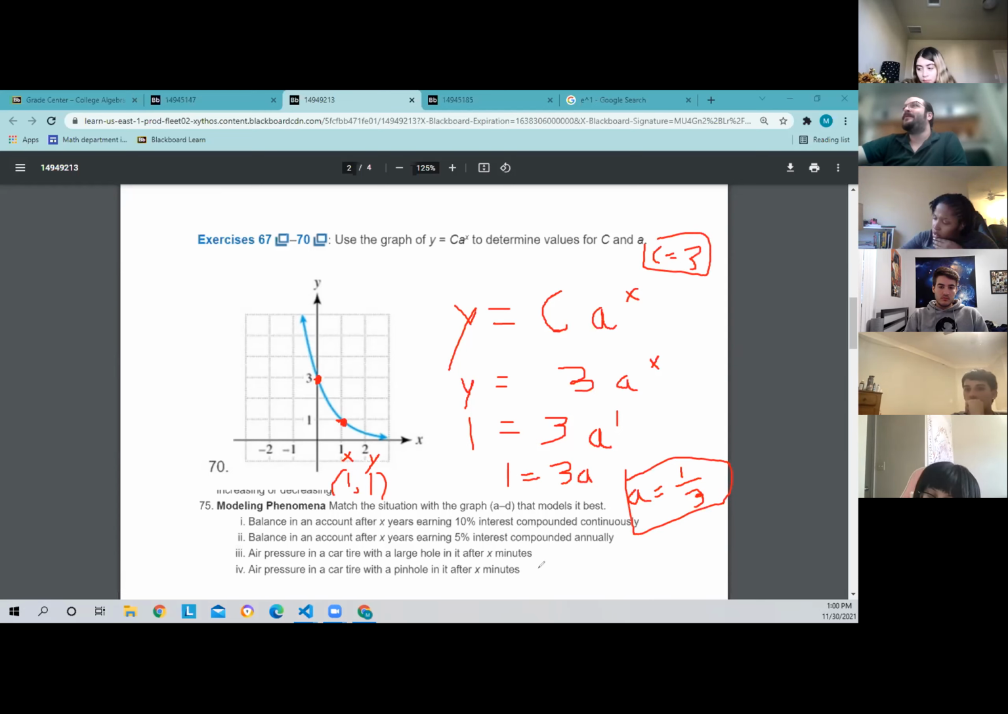So what is my formula if I want to write it all out with my C's and my A's plugged in? Y is equal to? So it'd be 3 times 1/3, with the x on the top. 1/3 to the x power. That's it. Okay.